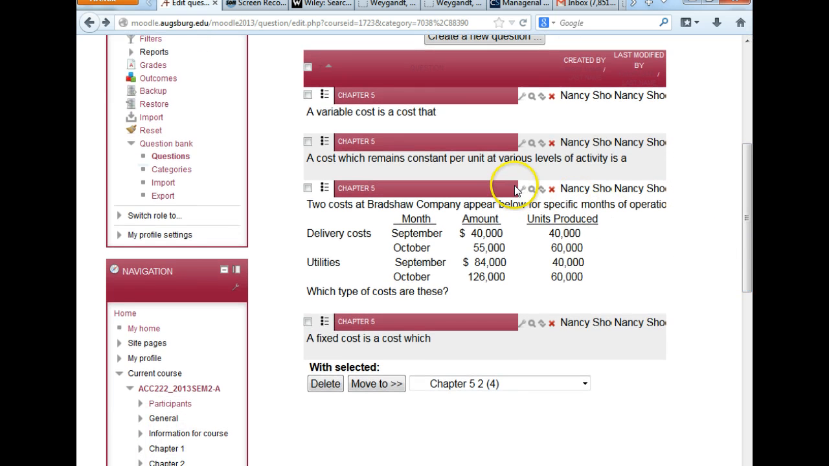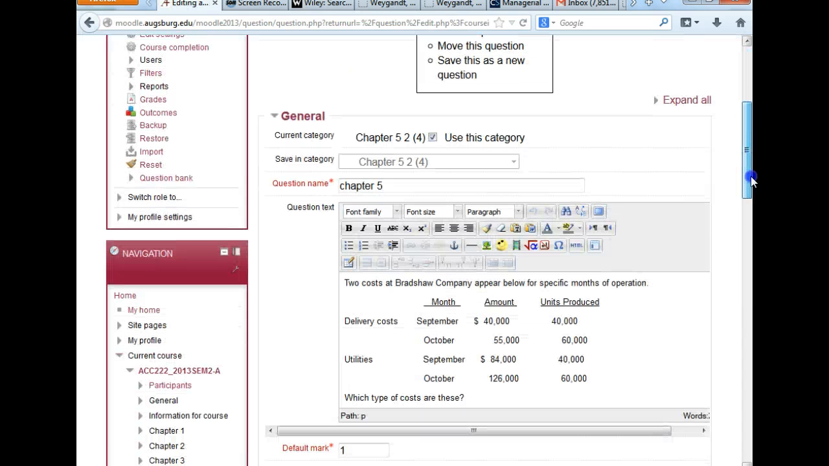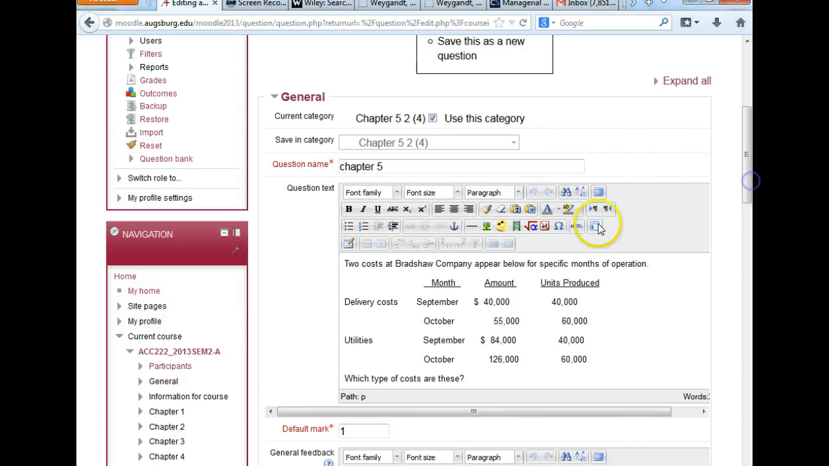How about this one? Here are delivery costs and utilities. We have to look and see what kind of costs these are. In delivery costs, September, there were $40,000 of costs with 40,000 units produced. In October, $55,000 of cost with 60,000 units produced. So that's one type of cost.